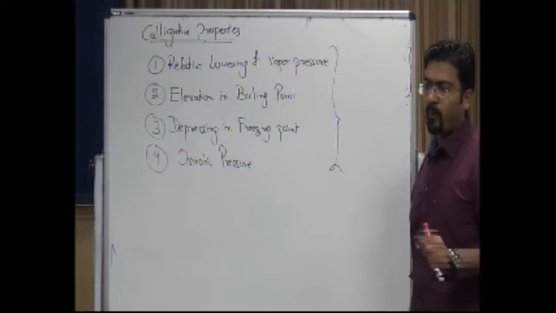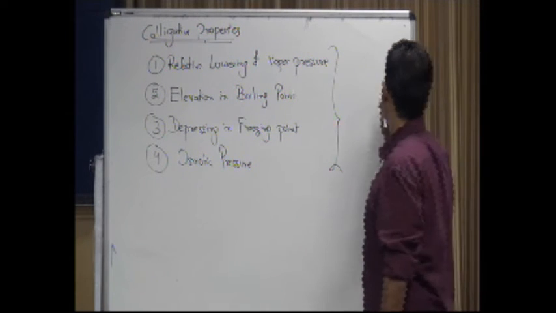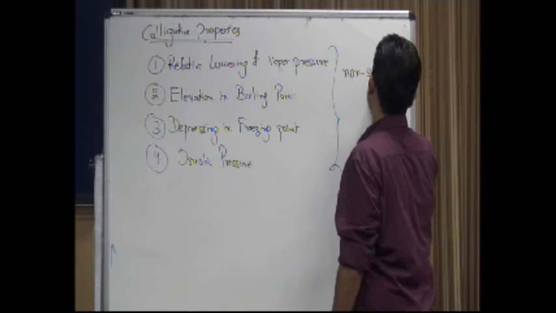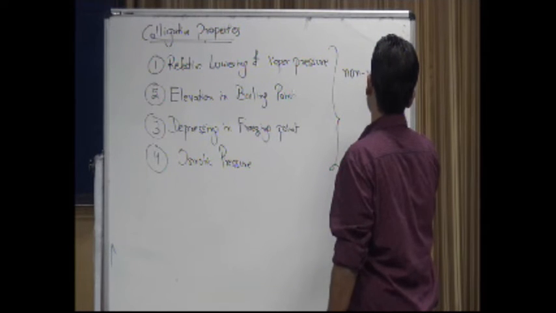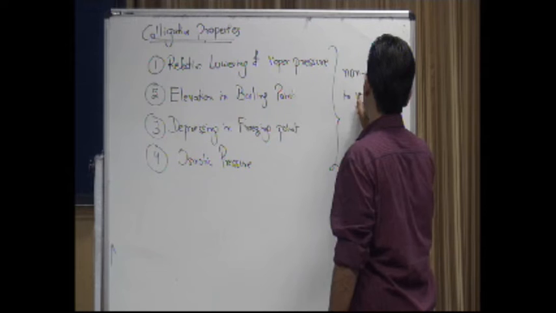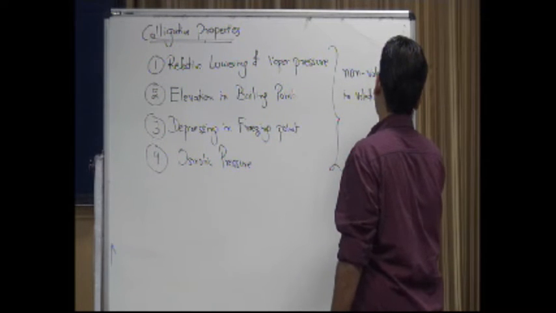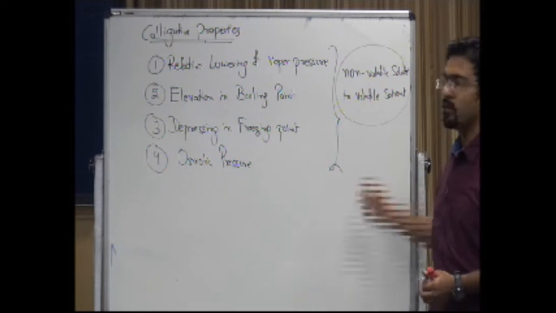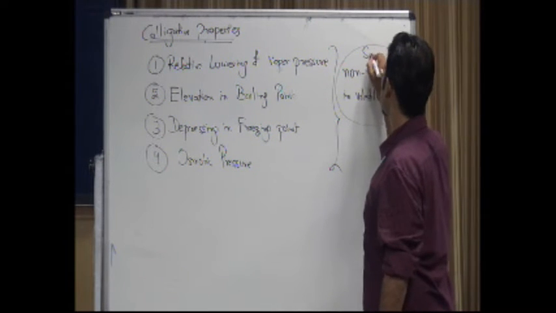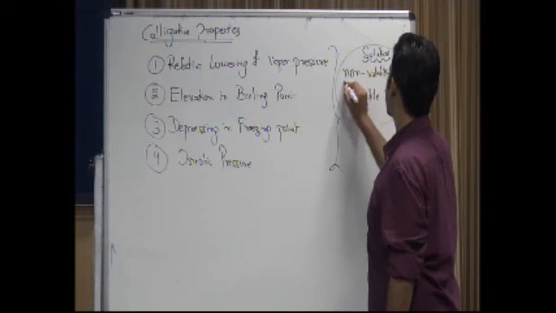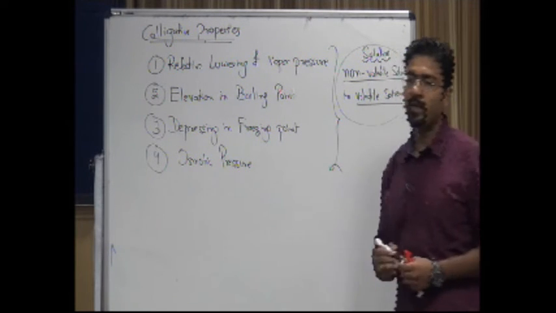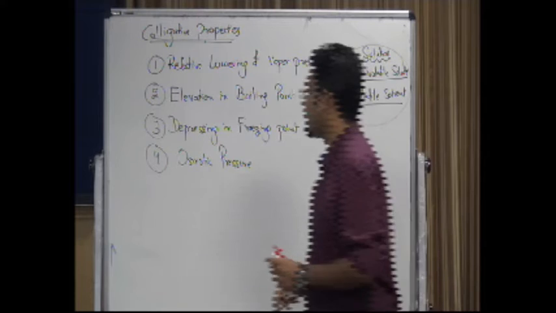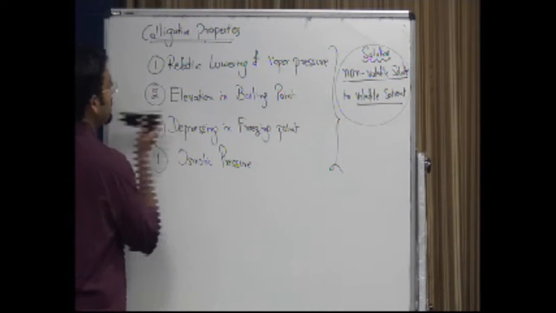Now, the important thing which you should remember, and you'll not really find written somewhere else, is that the property I'm considering is actually considered for a solution where you have a non-volatile solute in a volatile solvent. So the cases we consider here consist of a non-volatile solute in a volatile solvent, right? So let's quickly go through all 4 of them, one by one, and understand their formulas and the properties.